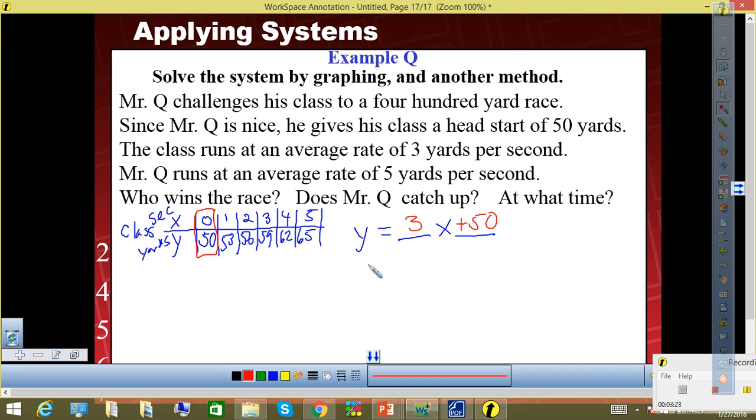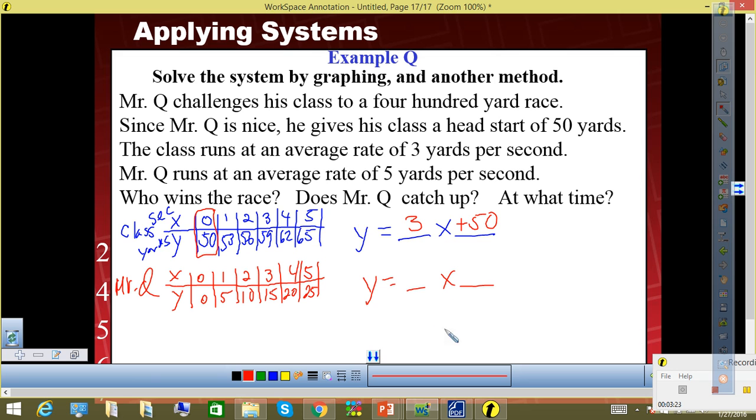So that's our equation. Let's go to the second table. Our second table is going to be for Mr. Q, X, Y. We already know that x is for seconds, y is for yards. At the beginning of the race, before we get started, where am I at? 0. After 1 second, 5. After 2 seconds, after 3 seconds, 4 seconds, and 5 seconds, 25. Okay? So we need an equation: y equals blank, x blank. Tell your neighbor what my equation is.